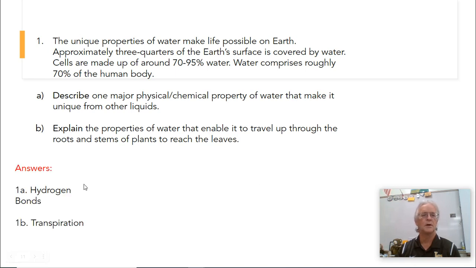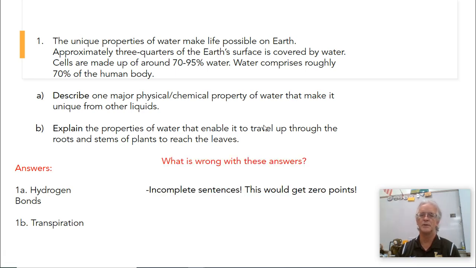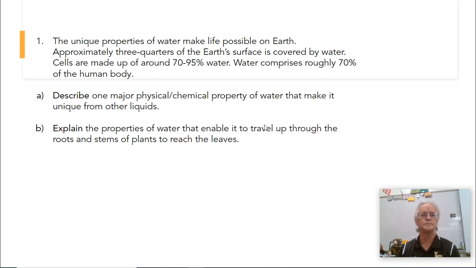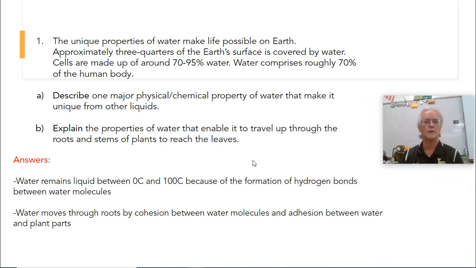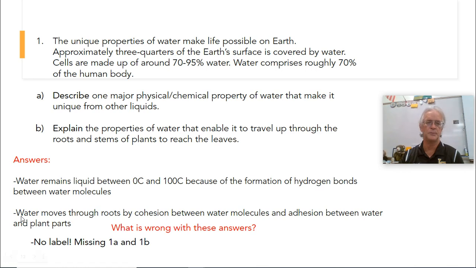Here's an answer. The answers were hydrogen bonds and transpiration. What is wrong with this answer? They're incomplete sentences. There are 0 points. Another one. Water remains liquid between 0 and 100 degrees because of the formation of hydrogen bonds between water molecules. Water moves through roots by cohesion between water molecules and adhesion between water and plant parts. What's wrong with this answer? No label. It doesn't say 1A or 1B.